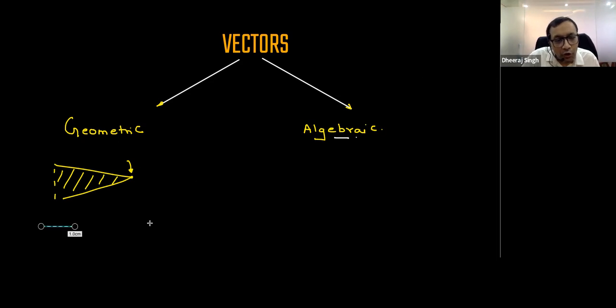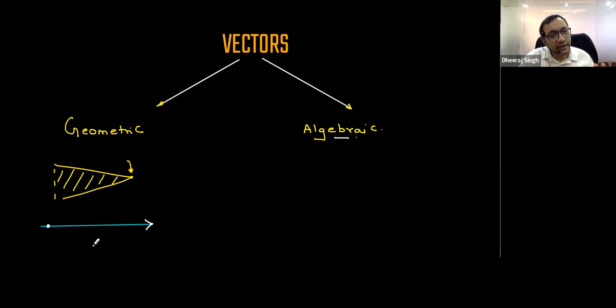Good. So you can represent a vector by using an arrow. This is an arrow. Why? Because an arrow is the best way to tell the direction by using the head, and the length of the arrow can represent the magnitude.